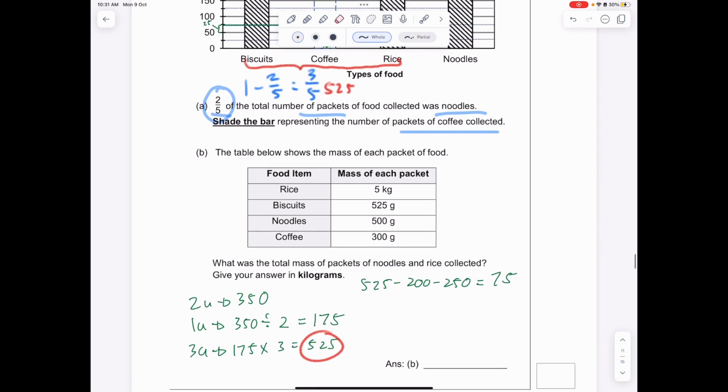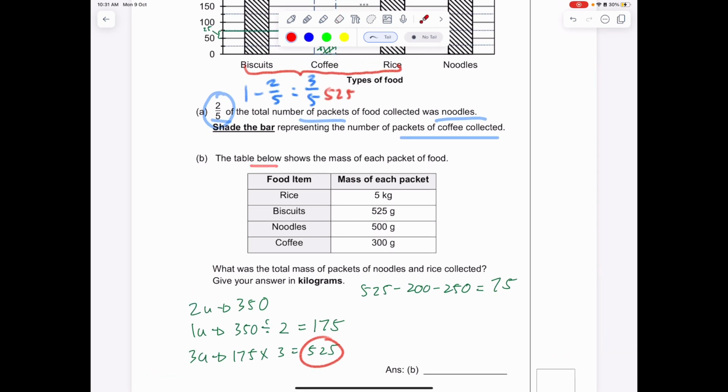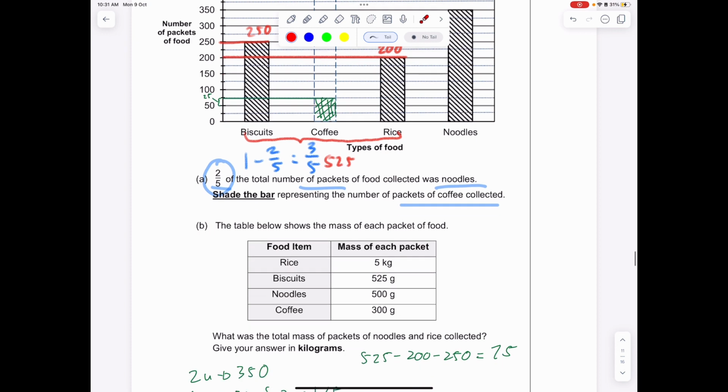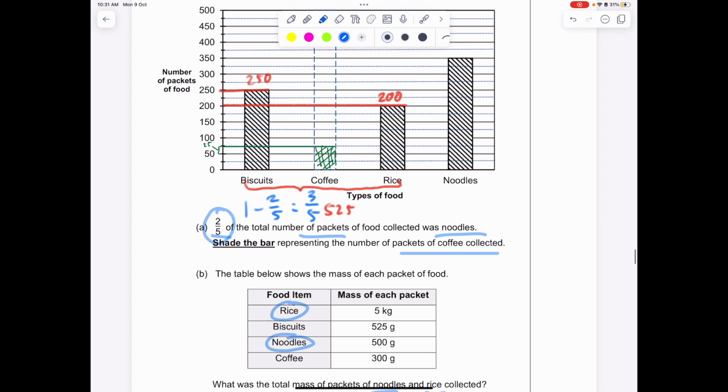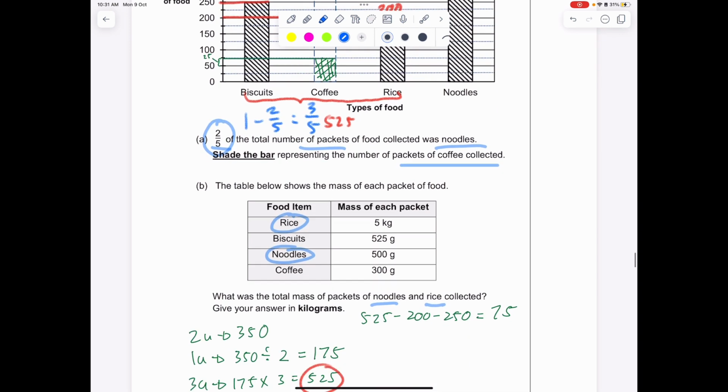B. The table below shows the mass of each packet of food. What was the total mass of the packets of noodles and rice collected? Give your answer in kilograms. Alright, so basically, this shows the number of packets, correct? So they want noodles and they want rice. So circle out noodles, circle out rice. So noodles had how many packets? Noodles was 300, right? We calculated. No, sorry, 350.